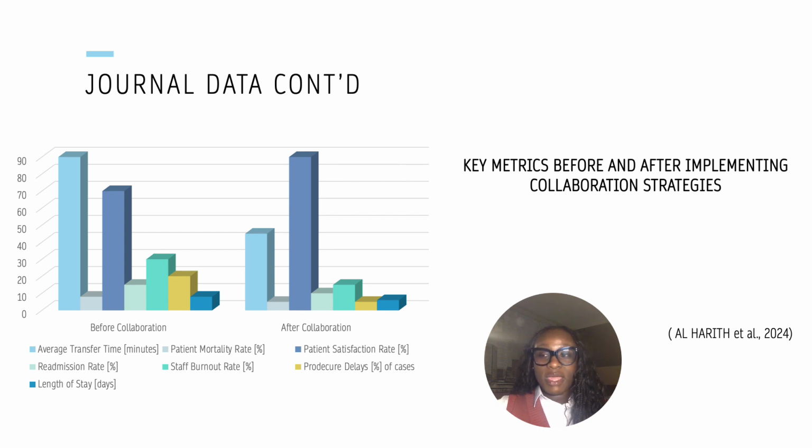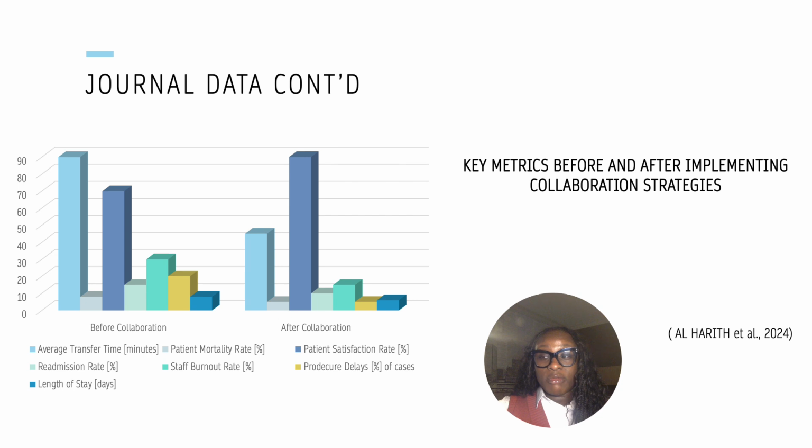In this slide, I made a chart showing the key metrics before and after implementing collaboration strategies. The average time before collaboration was 90 minutes, while the average time after collaboration reduced to 45 minutes. Patient mortality rate before collaboration was 8%, while after collaboration it reduced to 5%. Patient satisfaction rate before collaboration shows 70%, while after collaboration increased to 90%.